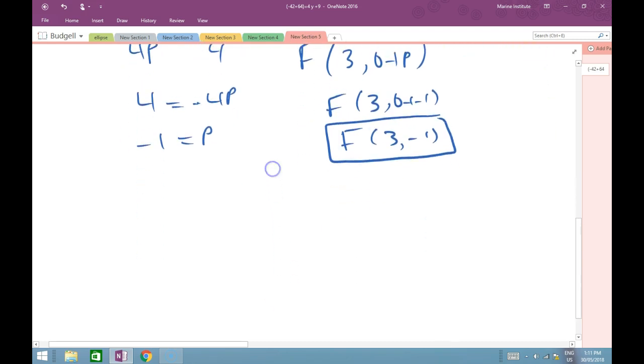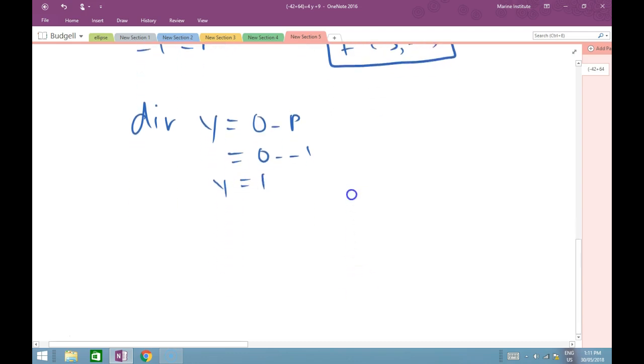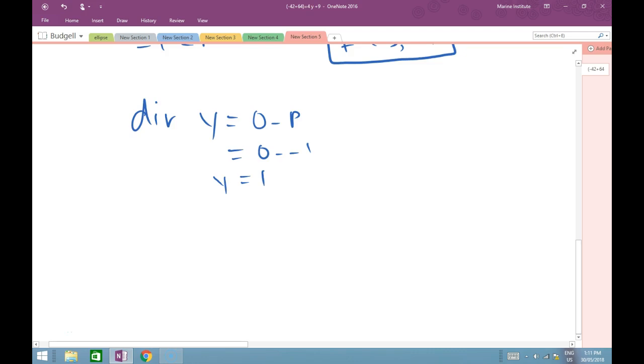Now, another thing we can sometimes find is called a directrix. A directrix is a line that's equal distance from the vertex as the vertex is from the focus. So the directrix is going to be on the same coordinate. We're going to say 0, but we're going to say minus p. So in our case, we have 0 minus a -1. So we have a line, y equals 1. So now we have a vertex, we have a focus, and we have a directrix.